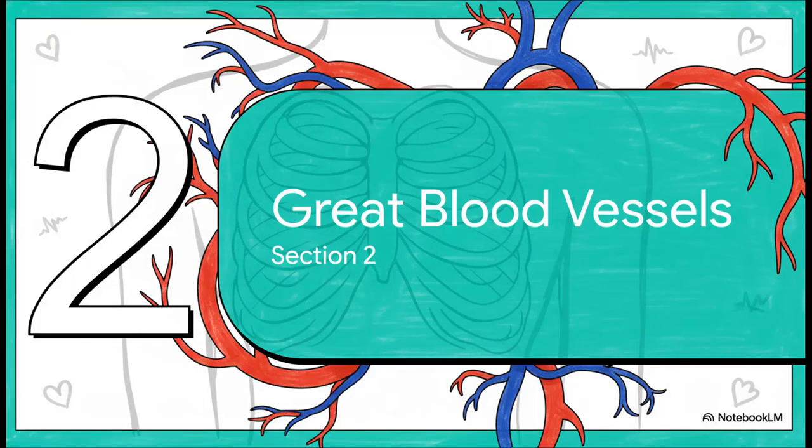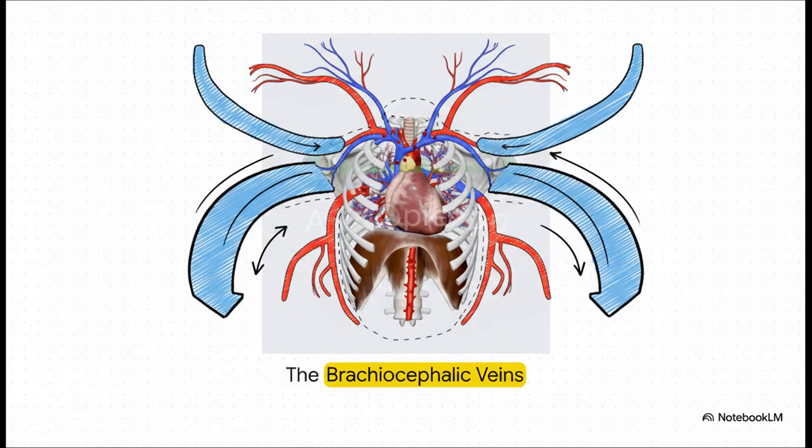Moving right along to Section 2, the great blood vessels. Okay, let's look at how the body's venous plumbing actually comes together. Right behind your collarbones, you've got the internal jugular veins coming down from the head and the subclavian veins coming in from the arms. They merge together to form the brachiocephalic veins. Now, notice how the left brachiocephalic vein is actually way longer. It literally has to cross all the way over the midline, tucking behind the sternum, just to join its partner over on the right side.